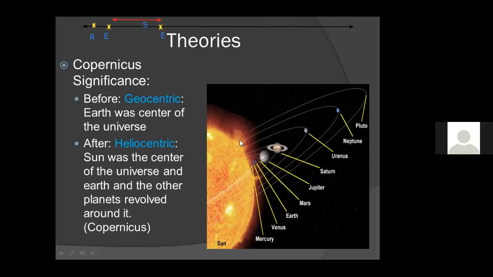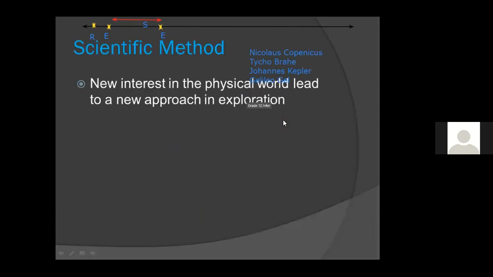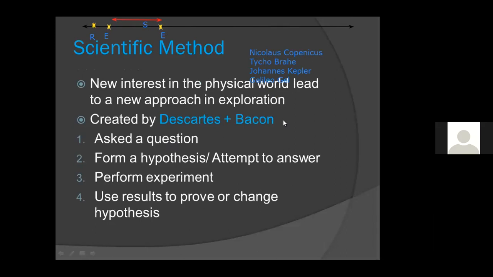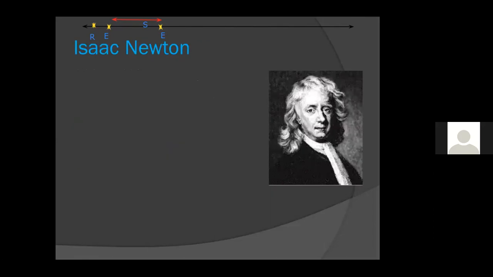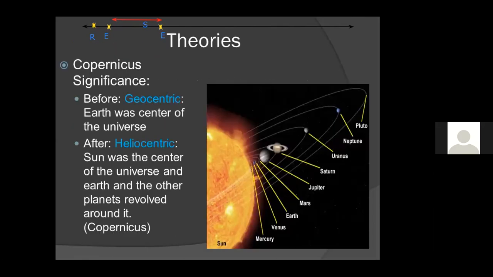Galileo Galilei. Now Galileo, what he did was he built his own telescope.